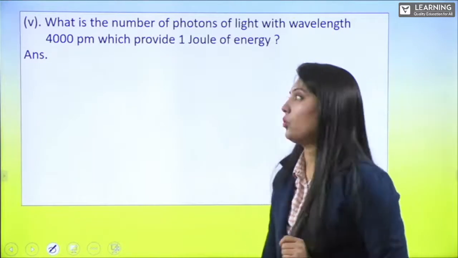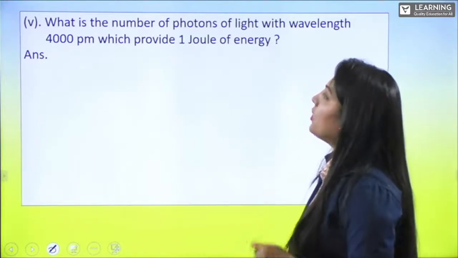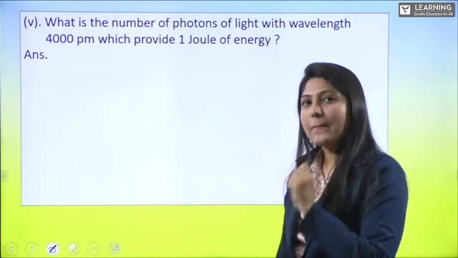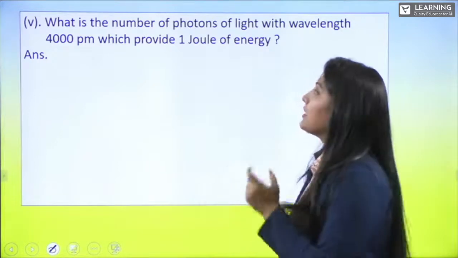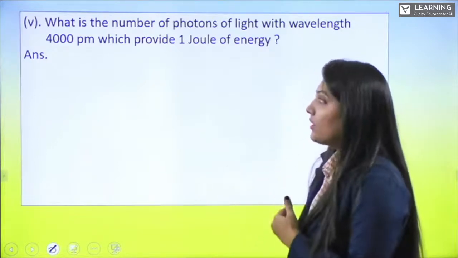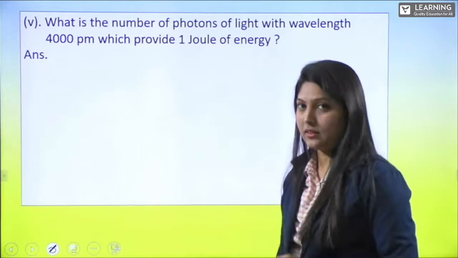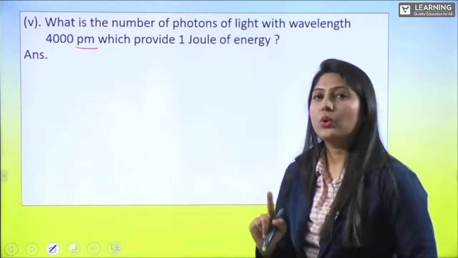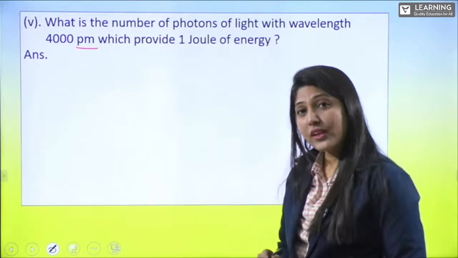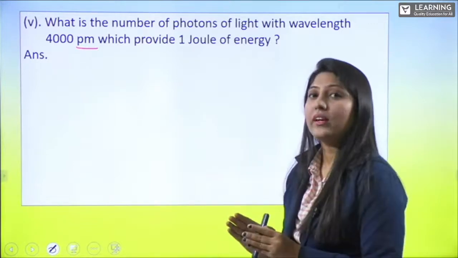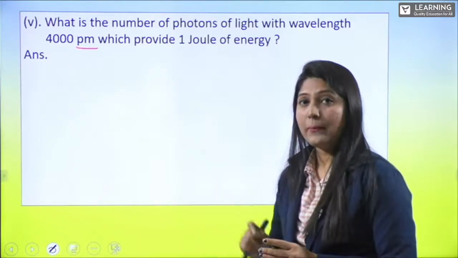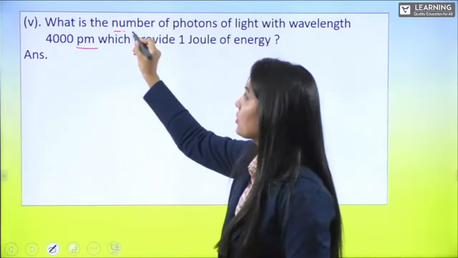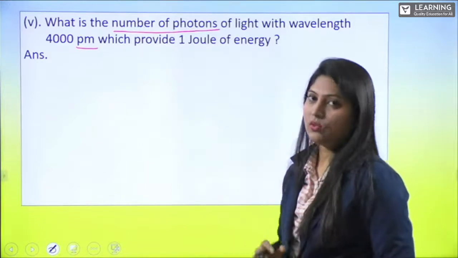Next, it's the fifth question. What is the number of photons? Photons, you know, are the exact quantized packs of energy. Photons of light with wavelength 4000 picometer, PM means picometer, which provides 1 joule of energy. So here we need to find out, for getting 1 joule of energy with wavelength 4000 picometer, how many photons the light should have. That is what we need to find out.